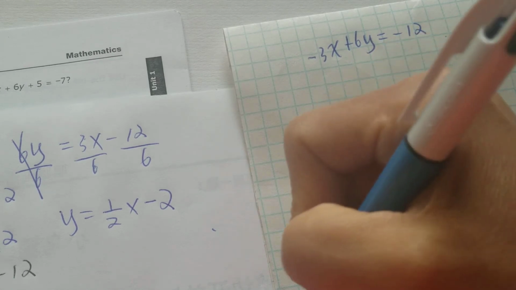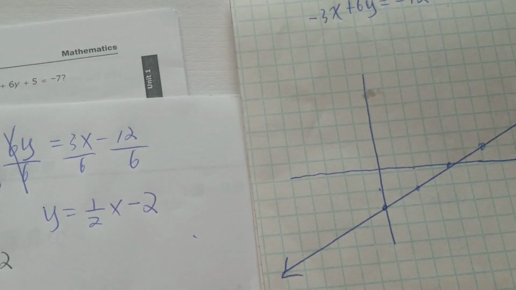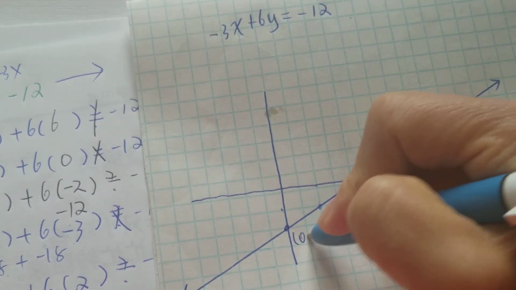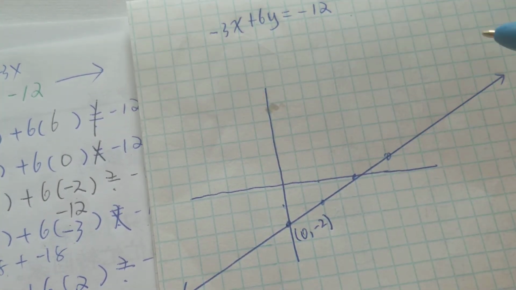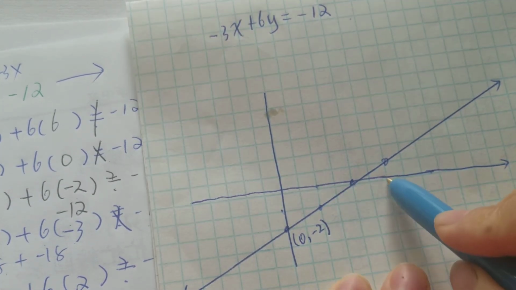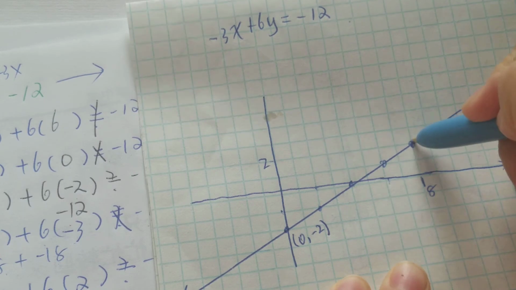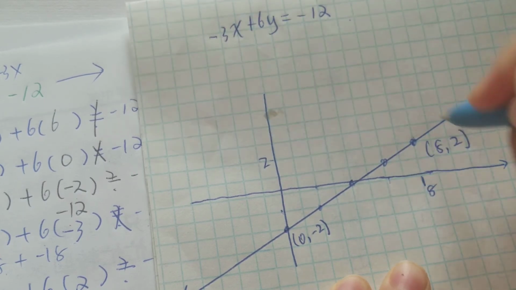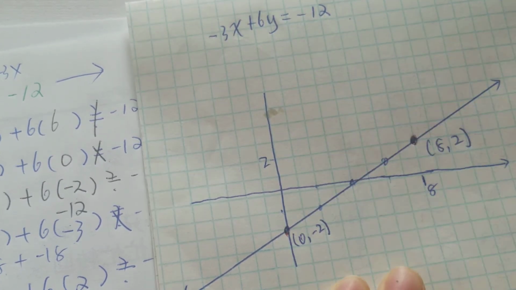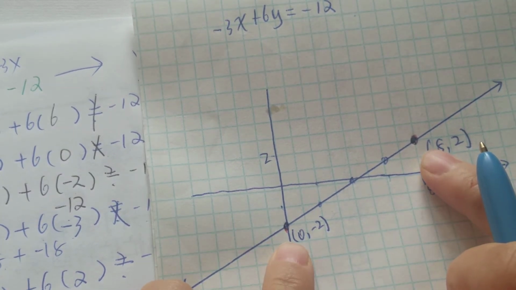Now let's see. Now check our solution points. We found 0, -2, which is 1 point. We also found 8 and 2. Let's see. 2, 4, 6, 8 for x, and 2 for y, 8, 2. This is another point on the graph. So if you graph it carefully, you also can find those 2 points.